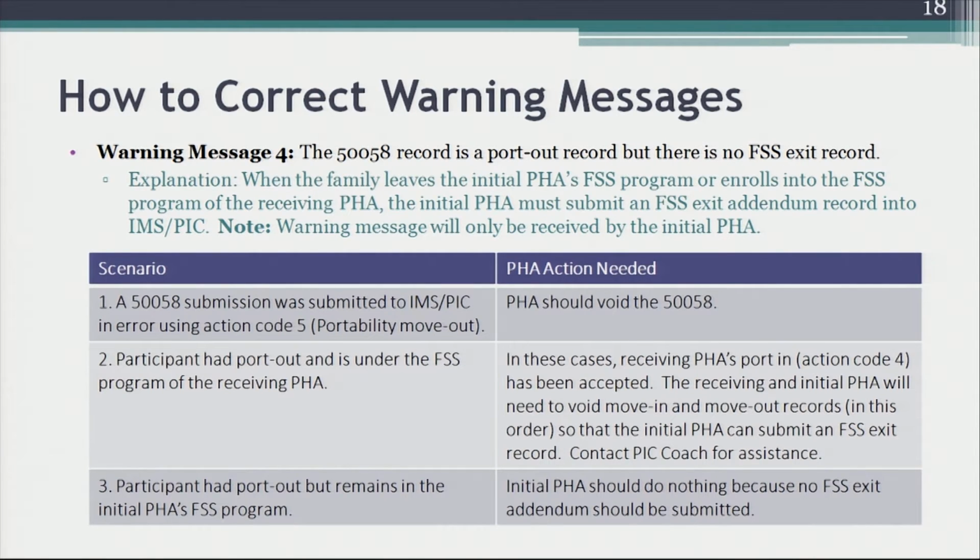Warning message 4 states that the 5.8 record is a port-out record, but there is no FSS exit record. What this means is that when the family leaves the initial PHA's FSS program or enrolls into the FSS program of the receiving PHA, the initial PHA must submit an FSS exit record into PIC. Keep in mind, this warning message will only be received by the initial PHA. The scenarios are listed in the table below, along with the PHA actions that are needed.